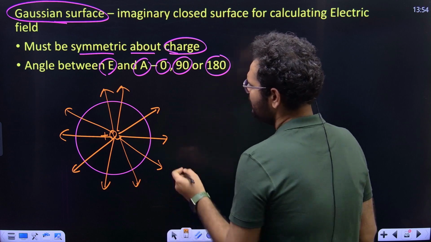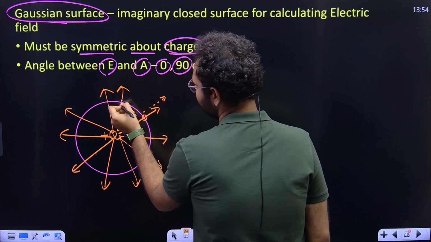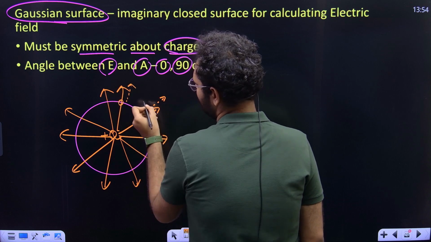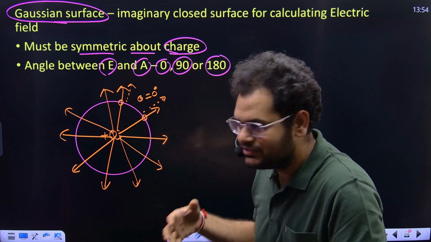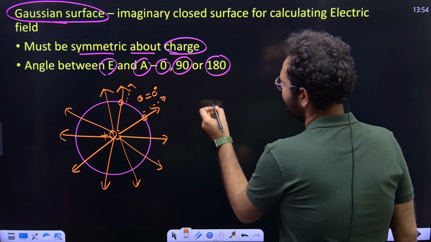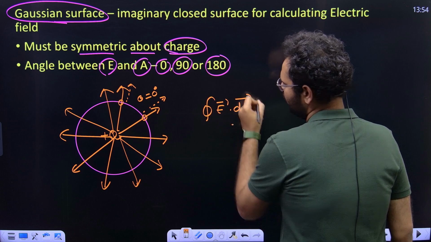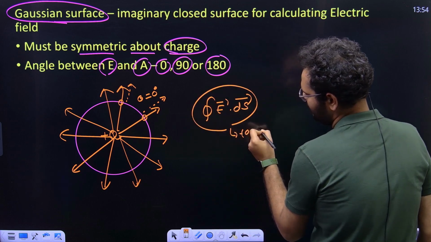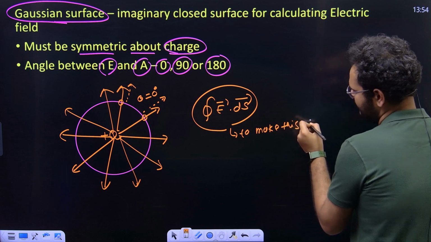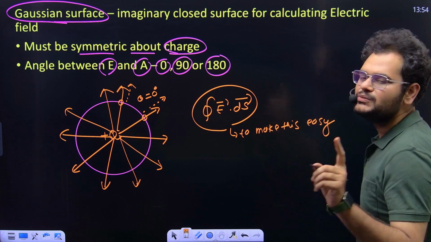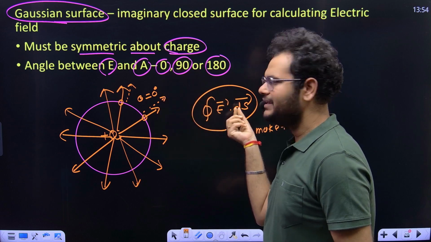Yes, possible. Why? Because see here, what is the angle between the area vector and the field? At all points, if I draw the area vector, what is the angle? 0 degree. So it is easy to calculate, right? 0 or 180 degree, easy to calculate. See, my goal is to make this calculation easy, and this is only possible when theta is 0 degree, so directly I can write EdS.